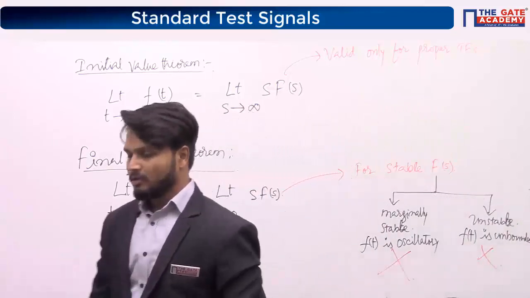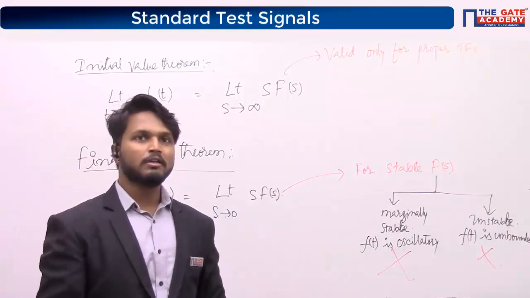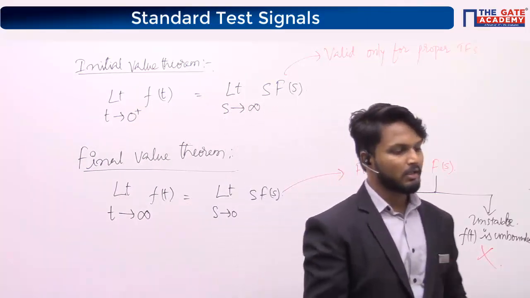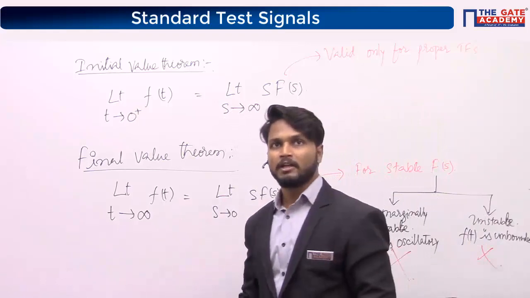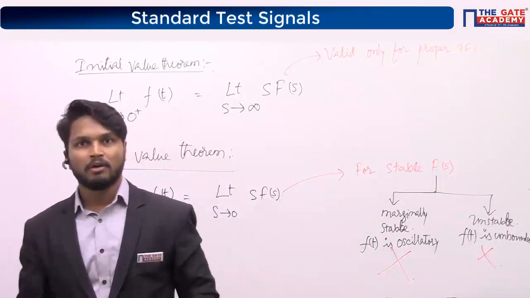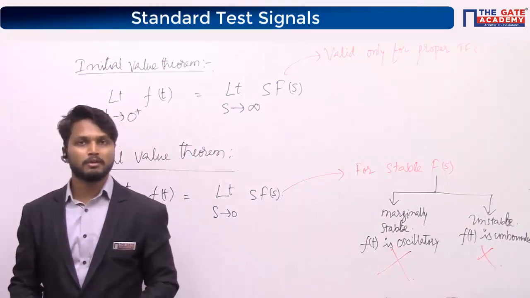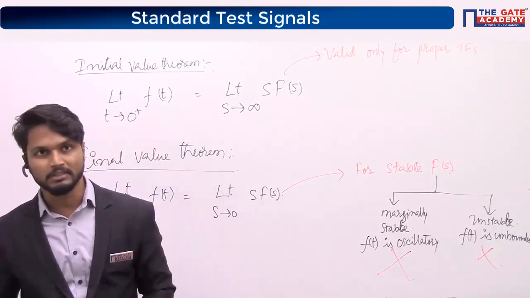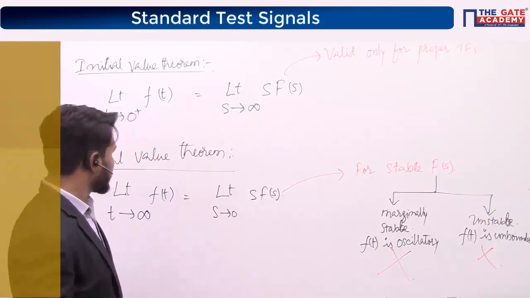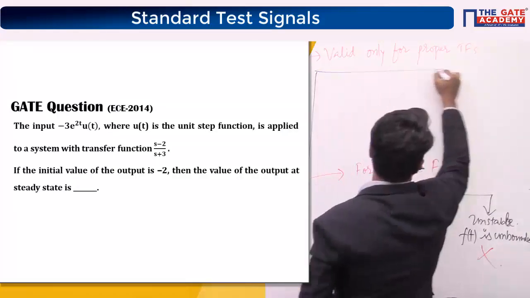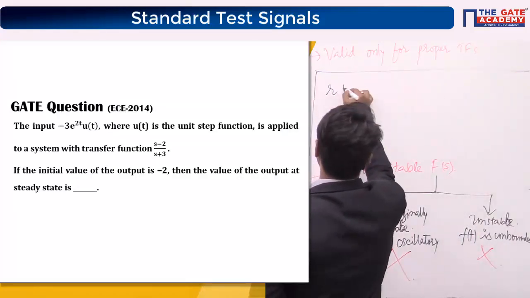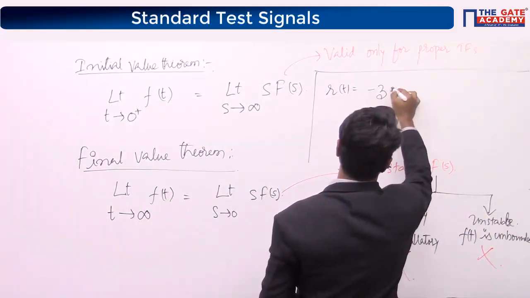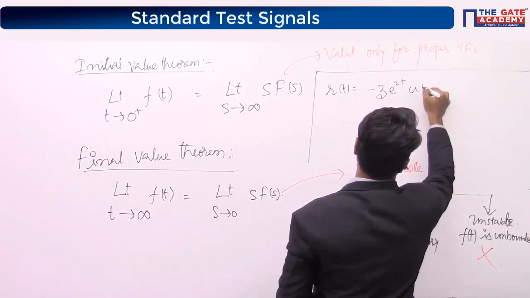Clear, right? So once you have your response, you can apply the final value theorem, or else you may get your time response also. If you put t equal to infinity in that, you will get the final value of this. So what is given? R of t is equal to minus 3 e power 2t, minus 3 e power 2t u of t.